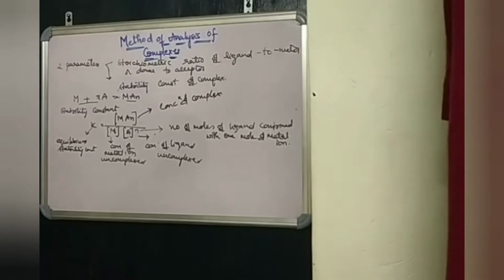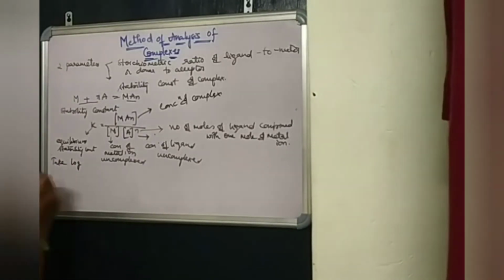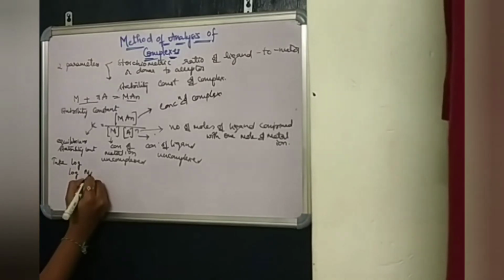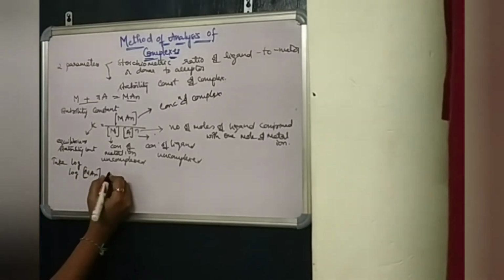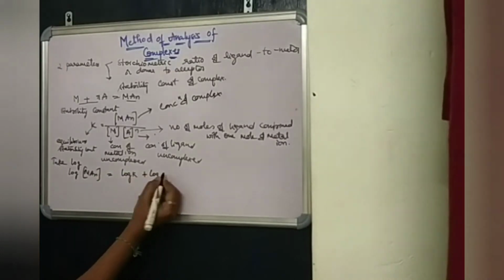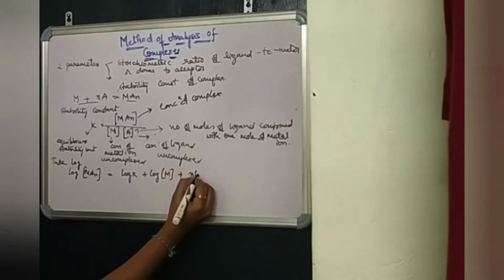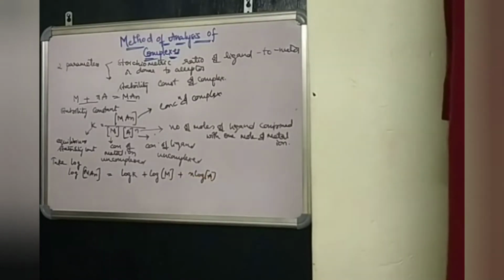K, the equilibrium stability constant, is equal to the concentration of complex, that is the metal and the ligand, MAn, divided by the concentration of the metal and the concentration of the ligand. If you take log for the above equation, it becomes log of concentration of complex is equal to log K, the stability constant, plus log of concentration of metal ion plus n log concentration of ligand.